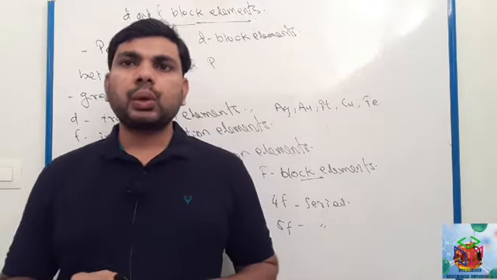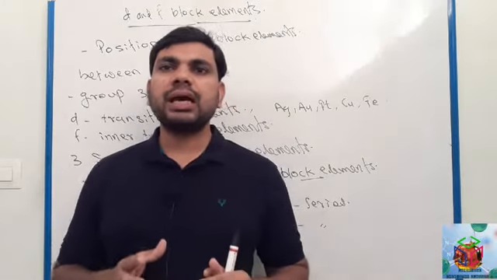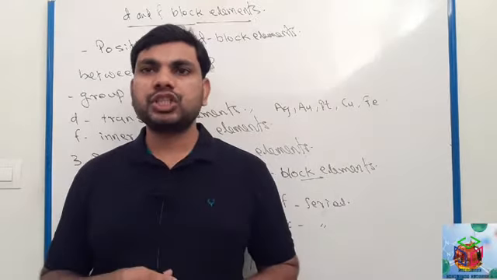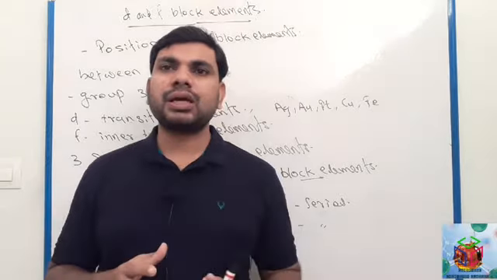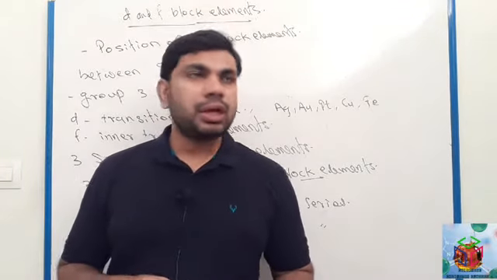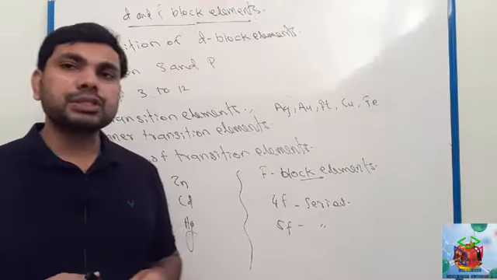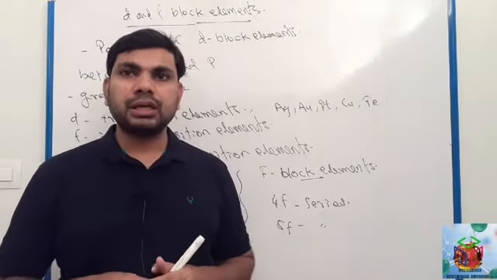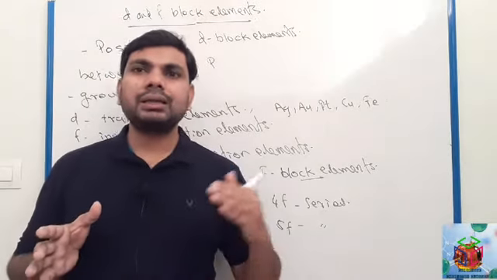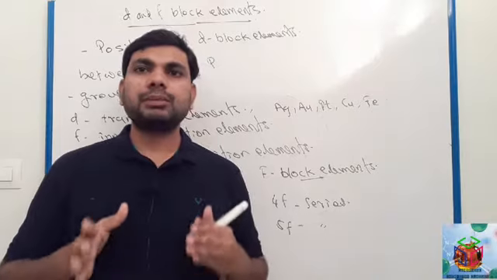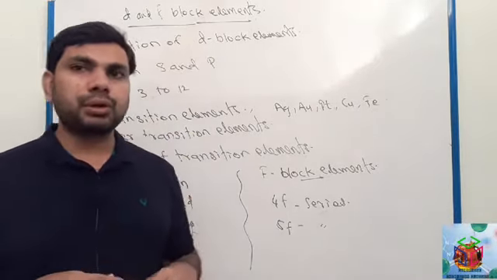Here we have to first understand the position of D and F block elements in the periodic table. You can see the structure of the periodic table and the position of the D block elements. The D block elements are between the S block and the P block, in the middle of the S block and P block.